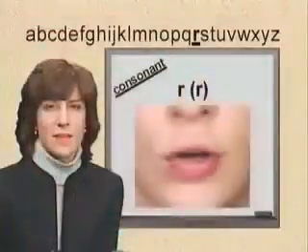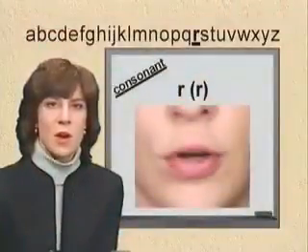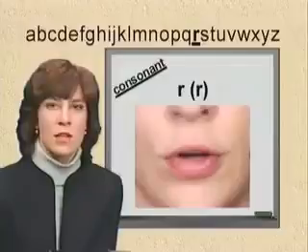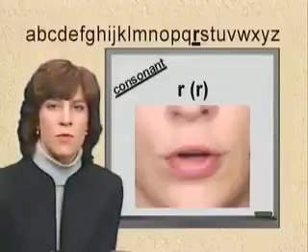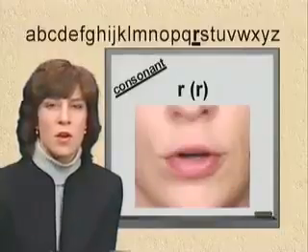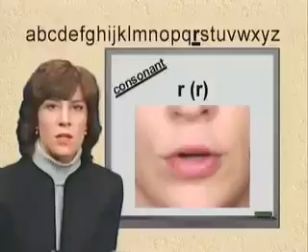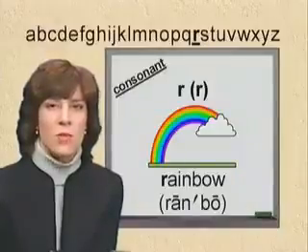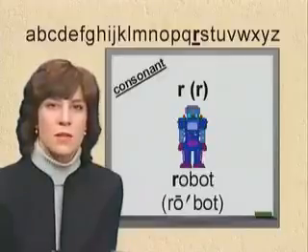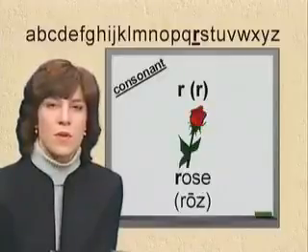R. The R sound is made by opening the mouth and pushing the lips outward to form an oval while gently biting their edges. The teeth are slightly apart, with more of the top than the bottom front teeth shown. The tongue is in the middle of the mouth. R. Rainbow. Robot. Rose.